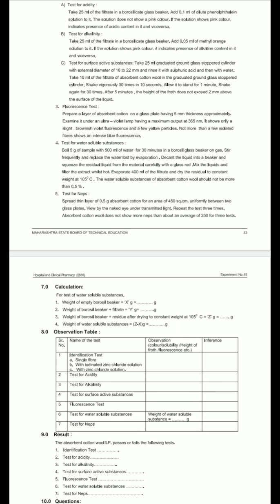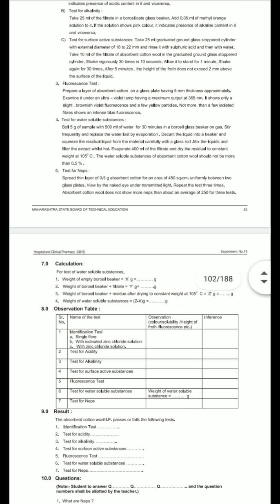Evaporate 400 ml of the filtrate and dry the residue to constant weight at 105 degrees Celsius. The water soluble substances of absorbent cotton wool should not be more than 0.5%. Then the last one is test for naps.